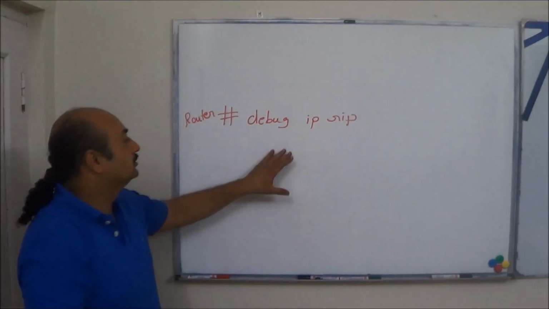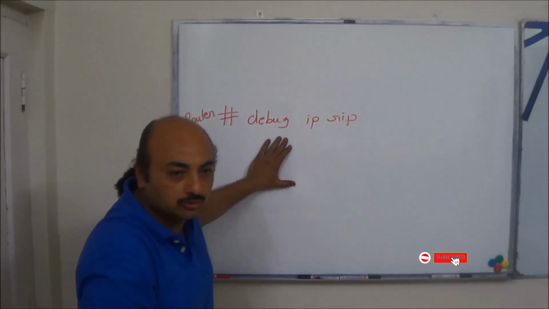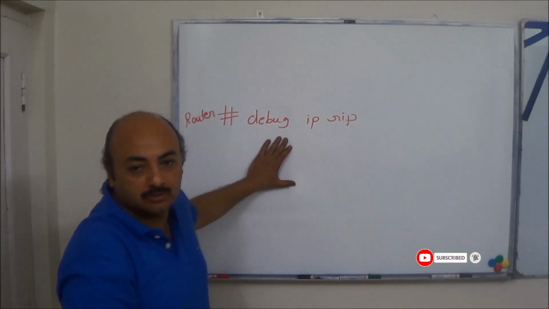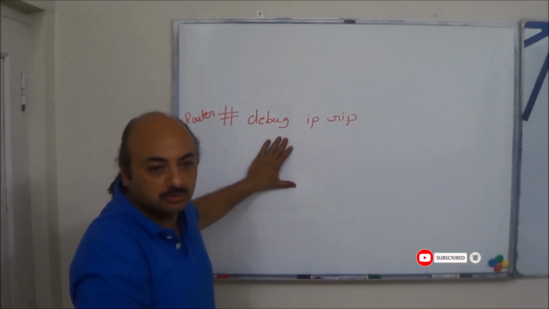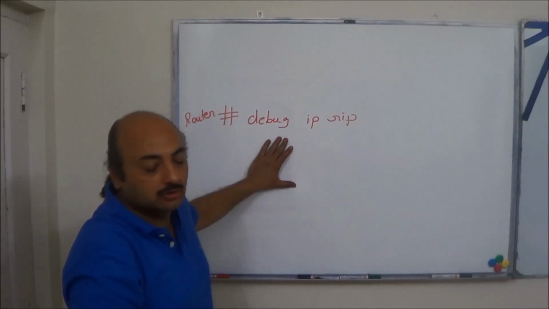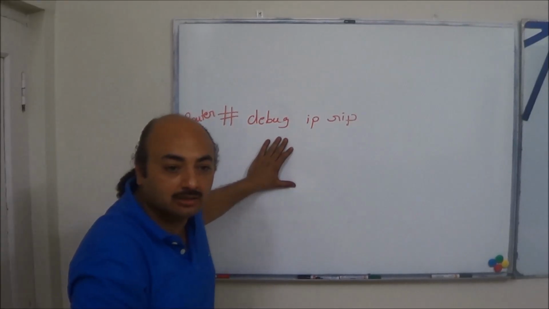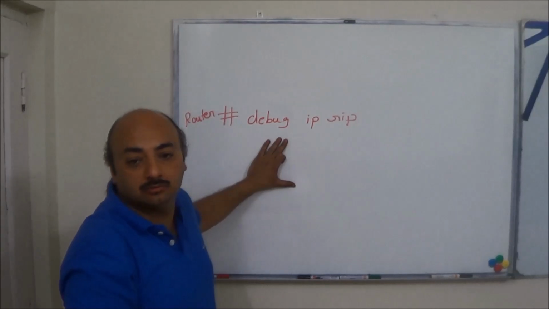This is a command that you can issue at the privilege mode. Yes, debug IP rip. Are you familiar with this? Some of you are, some of you are not. So what it will show is what exactly the protocol is doing in the background.